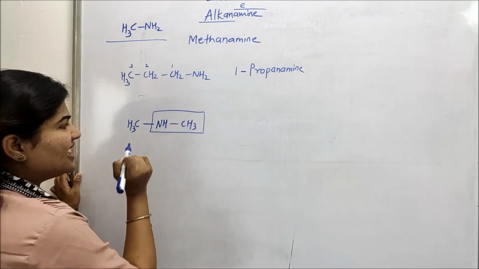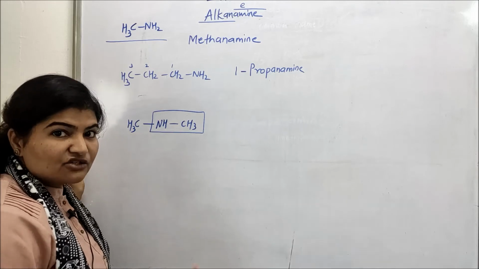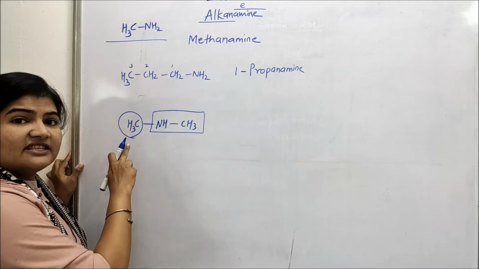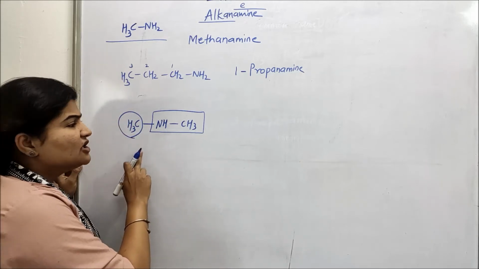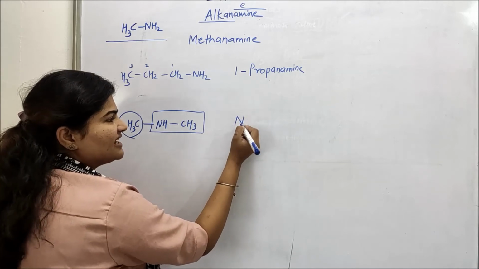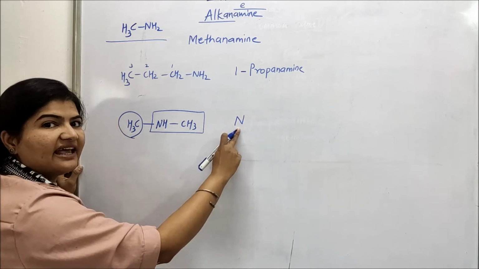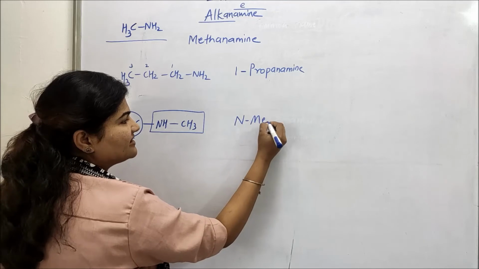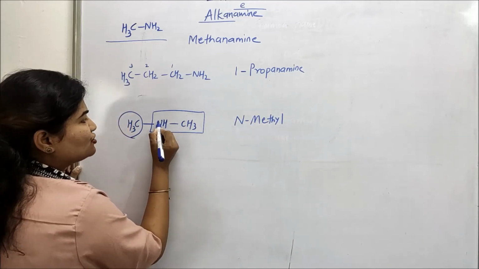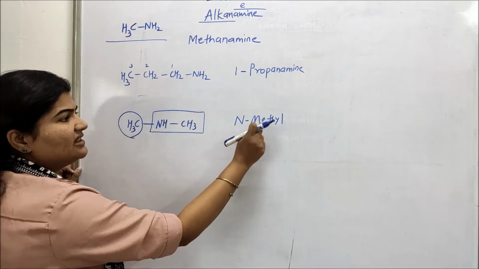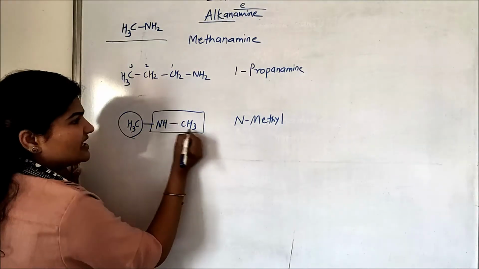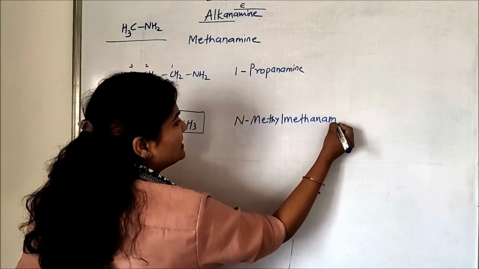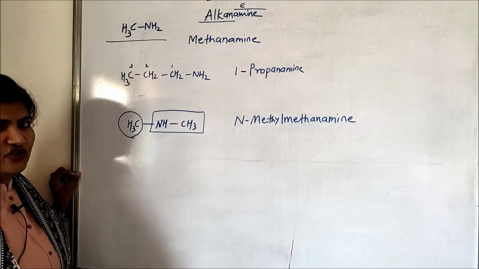Okay, so CH3NH2 is methanamine, so that will be my parent, and to that nitrogen one methyl group is attached. This methyl group I will consider as a substituent. So I will write this substituent as a prefix and I will use the capital letter N to indicate that this particular group, N-methyl, is attached to the nitrogen itself. So N-methyl, and who is my parent? Methanamine. So N-methylmethanamine will be my IUPAC name for this structure.